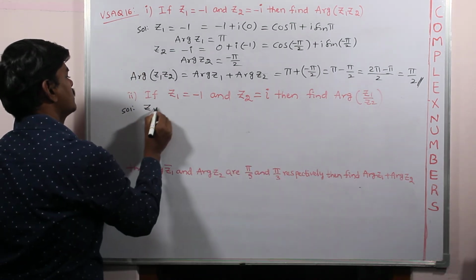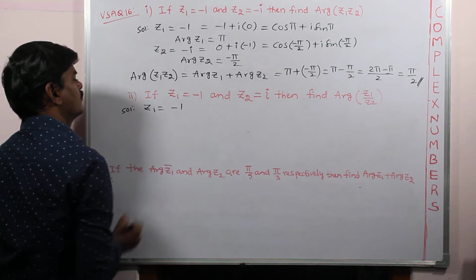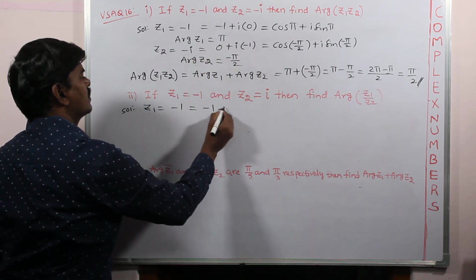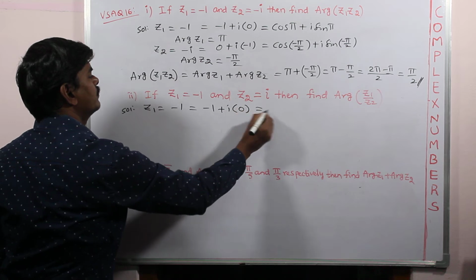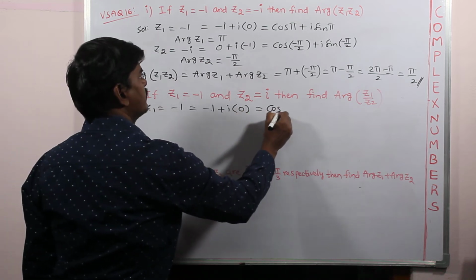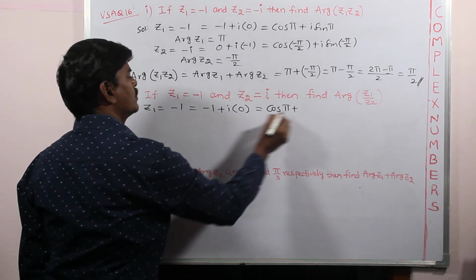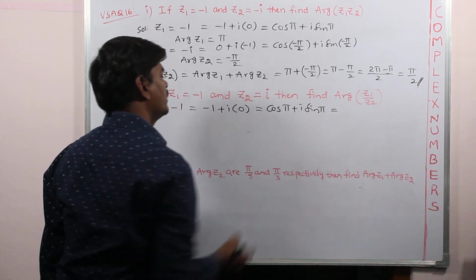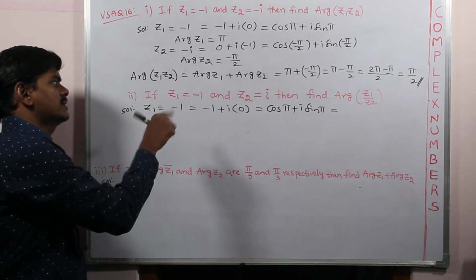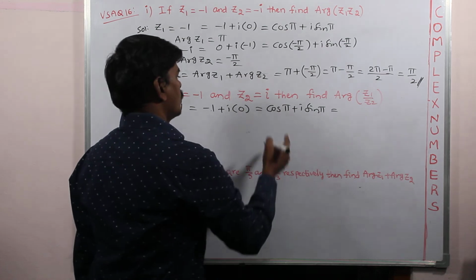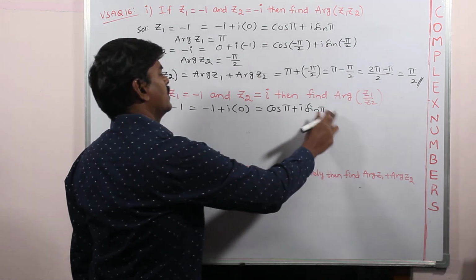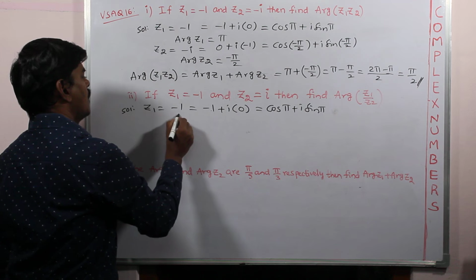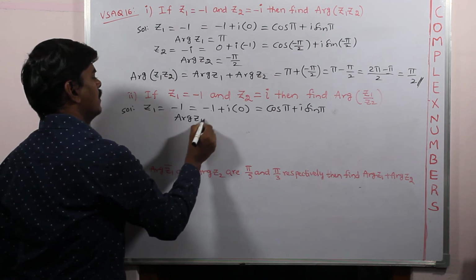So let us consider the first complex number, z1 is equal to minus 1. Same procedure: minus 1 plus iota into 0. Minus 1 can be replaced with cos pi plus iota, same, and 0 can be replaced with sin pi. If you are thorough with trigonometry concepts, only then can you understand this problem. I told you, whatever theta value we have, that would be your argument. So arg z1, the answer is pi.